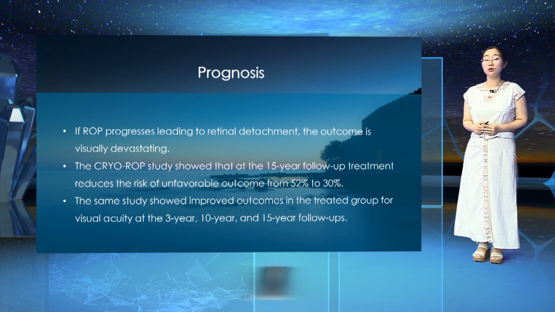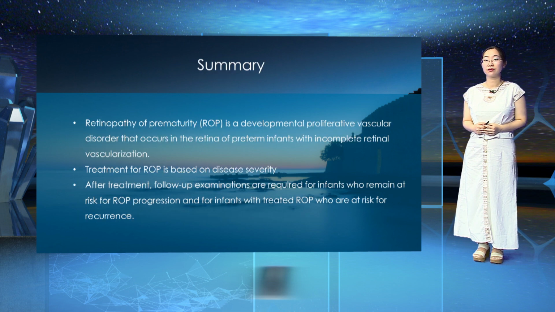Prognosis. If ROP progresses leading to retinal detachment, the outcome is really devastating. The CRYO-ROP study showed that at the 15-year follow-up, treatment reduces the risk of unfavorable outcome from 52% to 30%. The same study showed improved outcomes in the treated group for visual acuity at the 3-year, 10-year, and 15-year follow-ups.